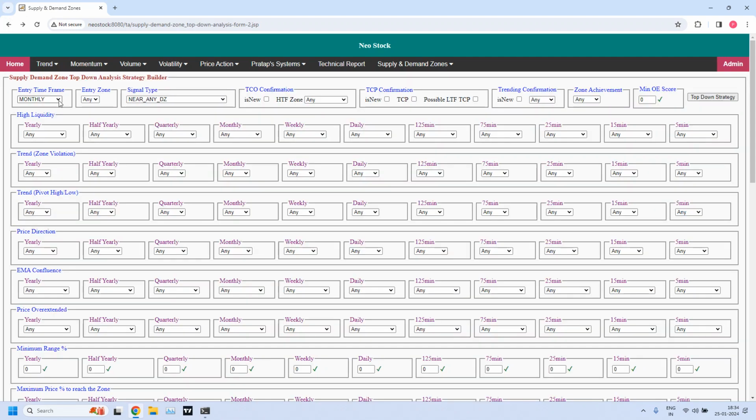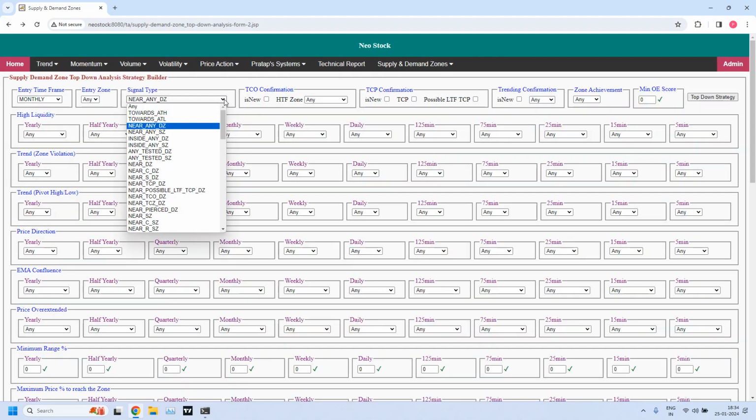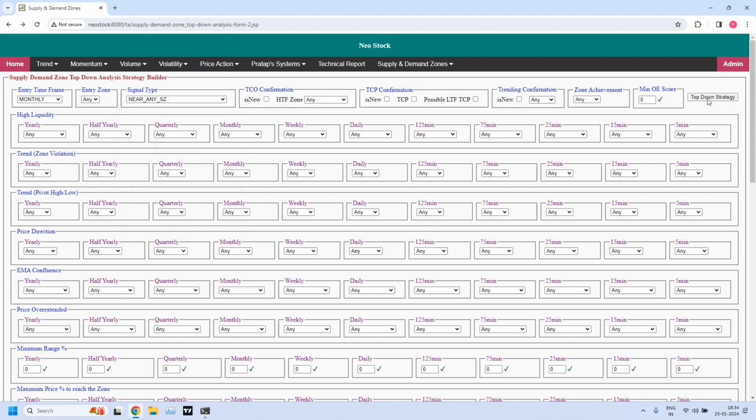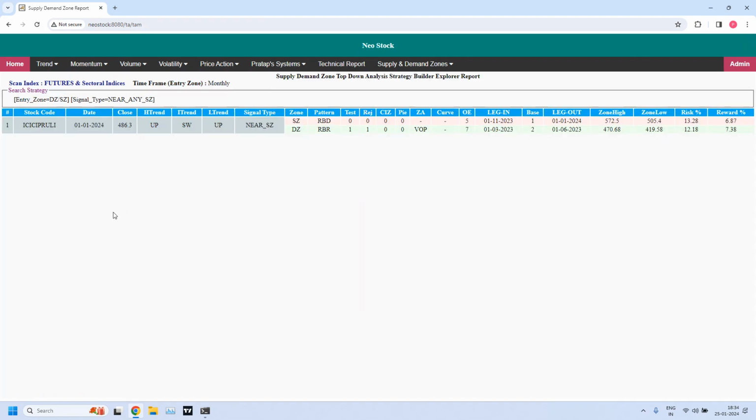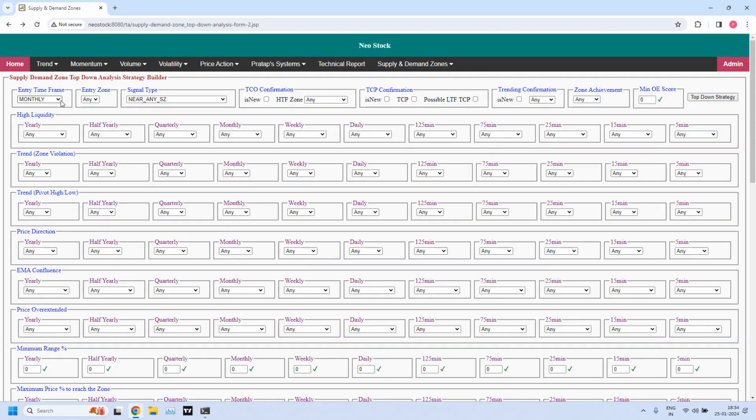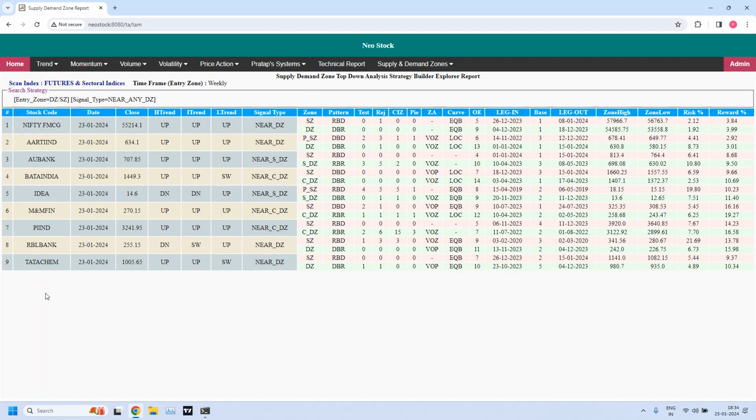So let me go back. For monthly time frame, let us find the stocks near monthly supply zone. So one stock is filtered. So let me go back. Let me change the time frame to weekly and let us find the stocks near weekly demand zone. So 9 stocks are near weekly demand zone. These 9 stocks are filtered.